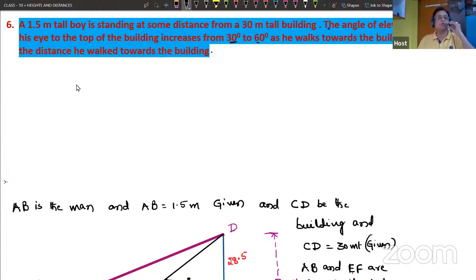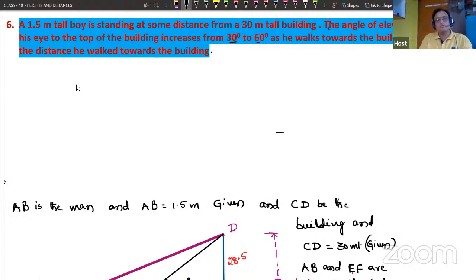A 1.5 meter tall boy is standing at some distance from 30 meters tall building. The angle of elevation from his eye to the top of the building increases from 30 degrees to 60 degrees as he walks towards the building. Find the distance he walked towards the building. Dear students, how to understand this? Let me draw one rough sketch for you.